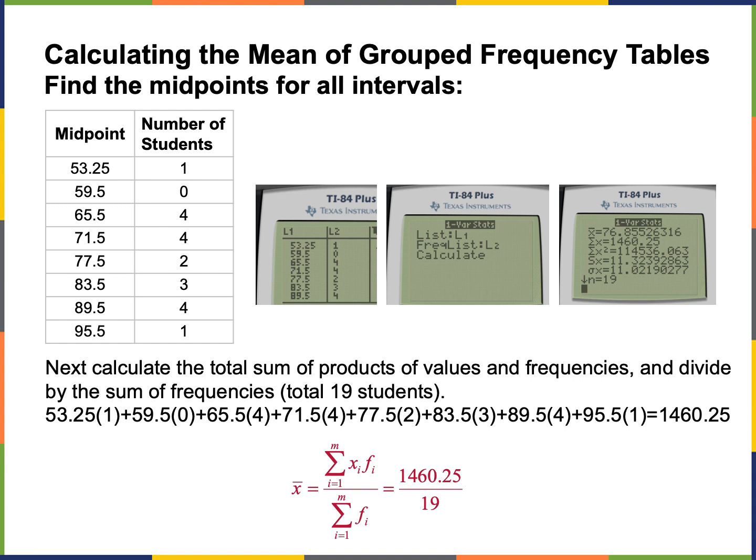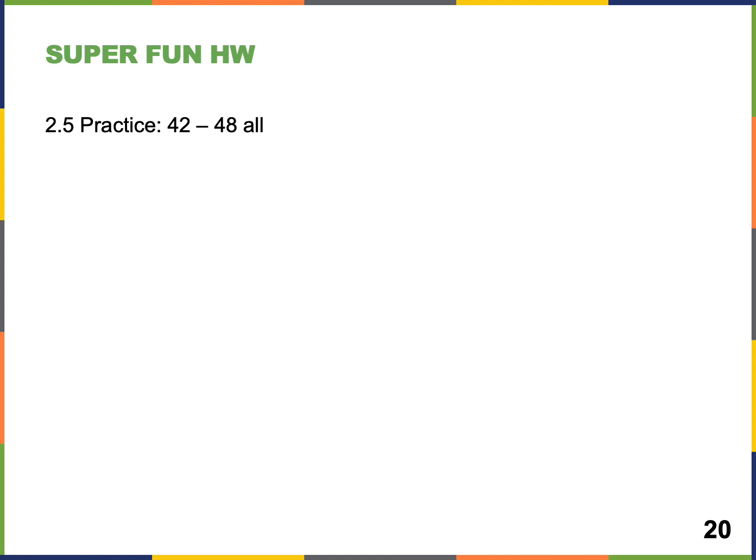Let's see what else. All right, and that's all I have for 2.5. And the homework is 42 through 48, all. So happy studying. Good luck.